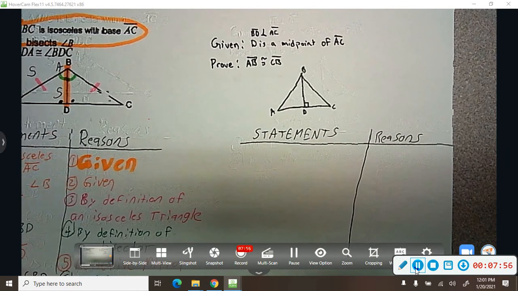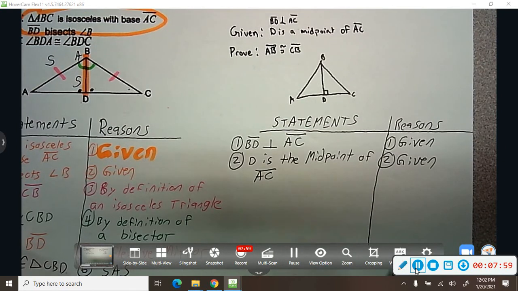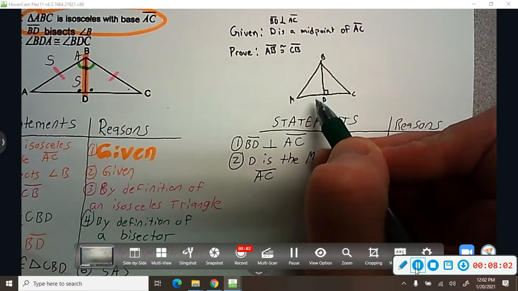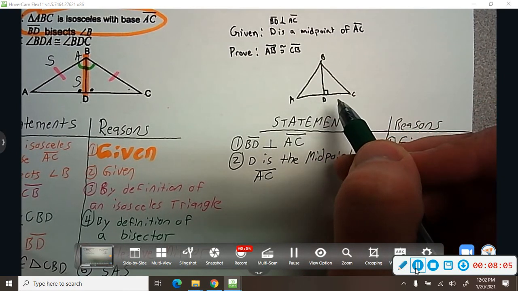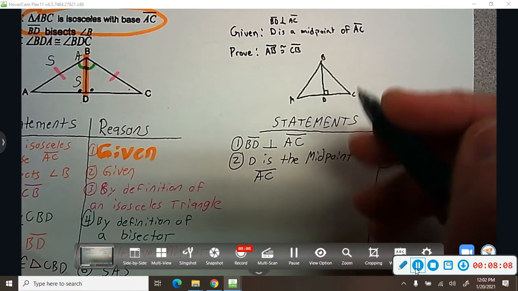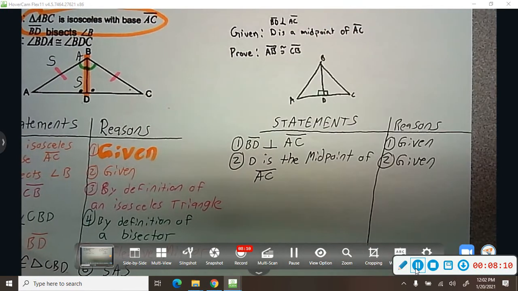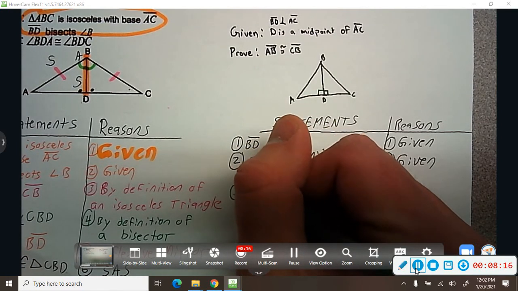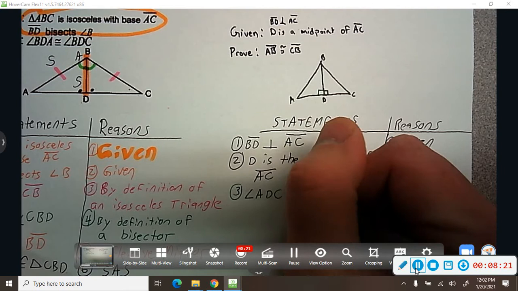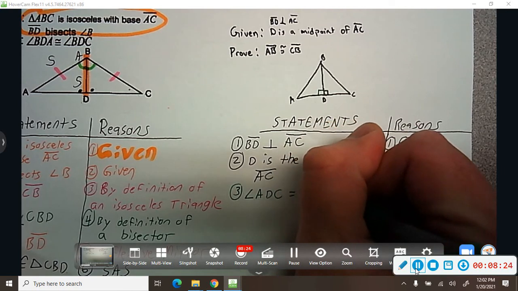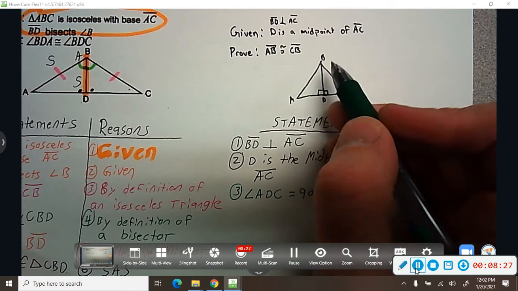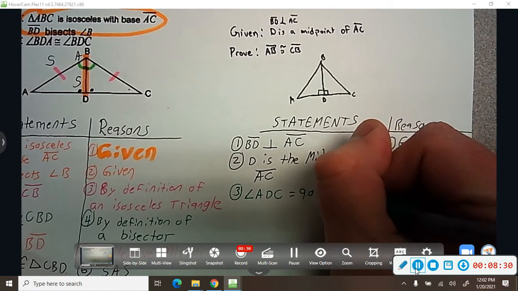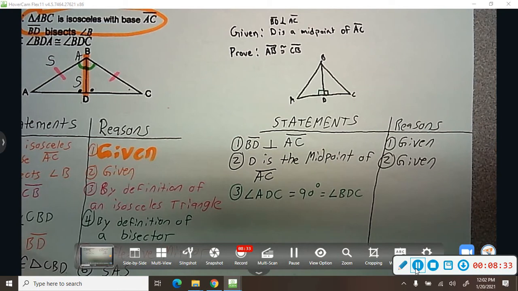So first, BD is perpendicular to AC. So what that means is this is 90 degrees, that's 90 degrees. So what I could say is that angle ADC is equal to 90 degrees, which is equal to angle BDC. How do I know that? Well, that's what it means to be perpendicular.